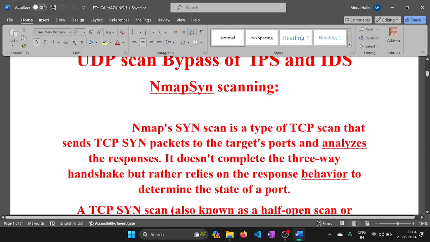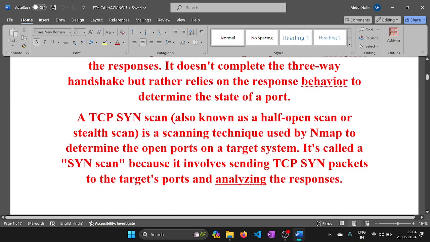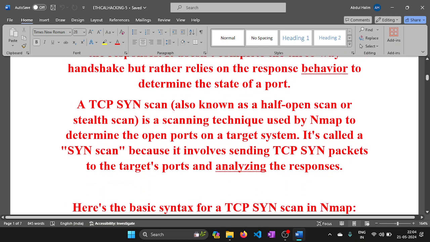Nmap SYN scan is a type of TCP scan that sends TCP SYN packets to the target ports and analyzes the responses. It does not complete the three-way handshake, but rather relies on the response behavior to determine the state of the port. A TCP scan, also known as half-open scan or stealth scan, is a scanning technique used by Nmap to determine the open ports on a target system.